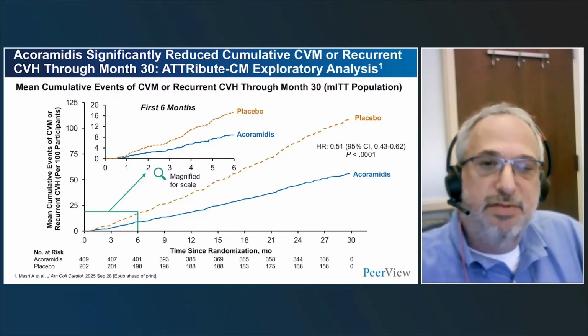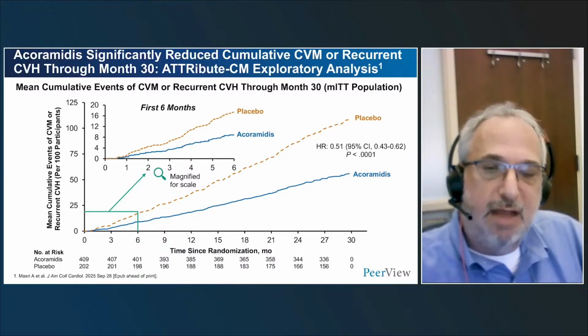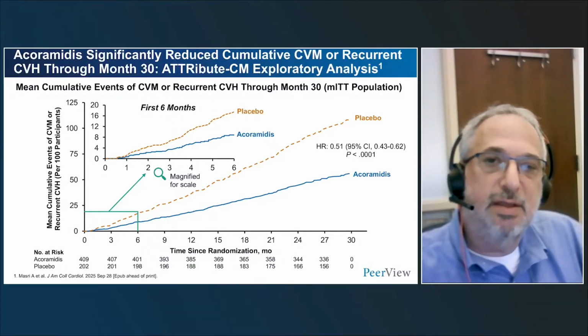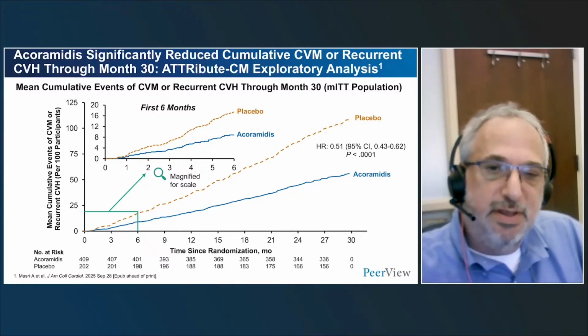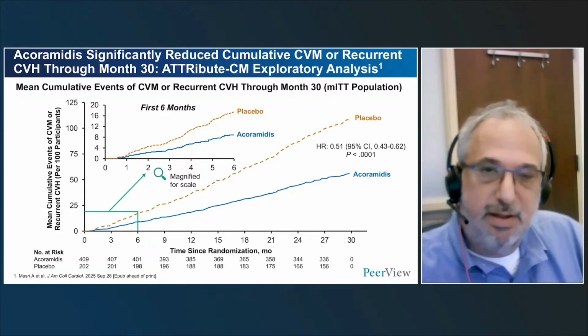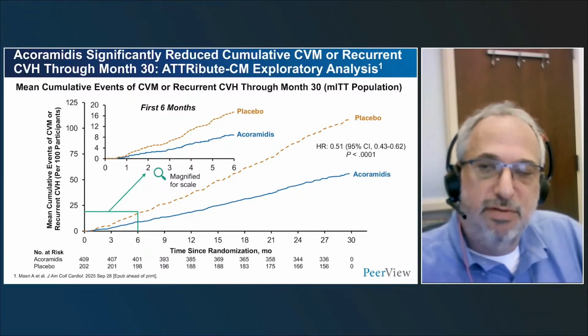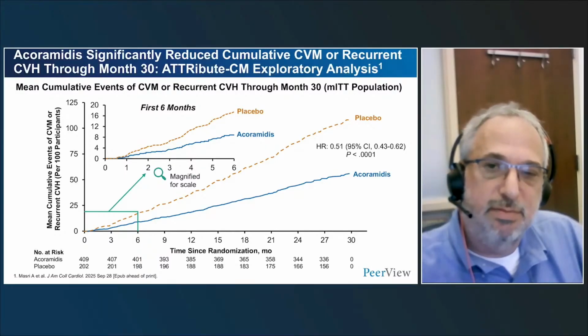Again, we've also learned through ATTRibute-CM, these are recent data looking at cumulative cardiovascular events, that especially early on, there seems to be a divergence, further emphasizing, I think, the importance of early administration of these particular therapies to demonstrably improve the outcomes amongst patients.